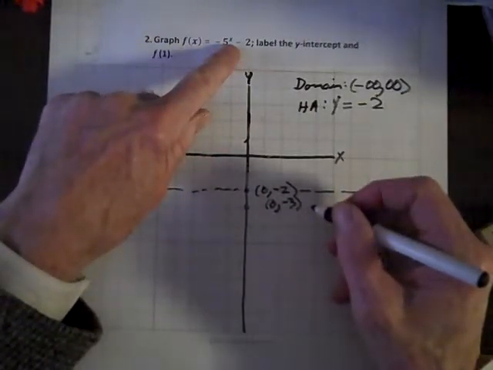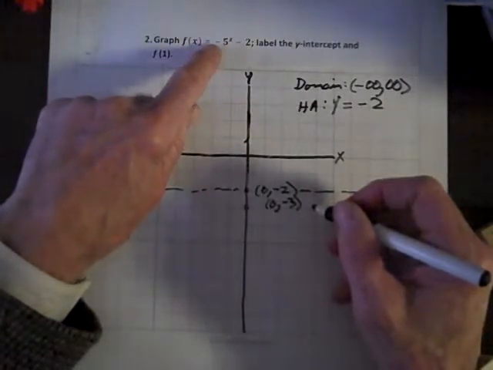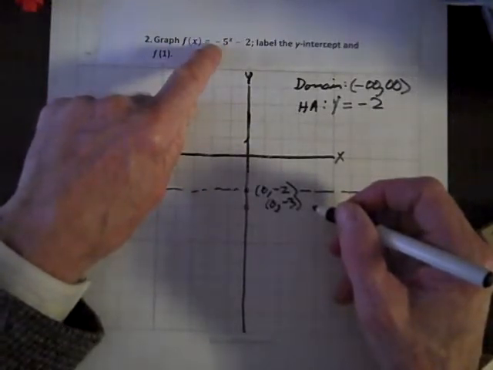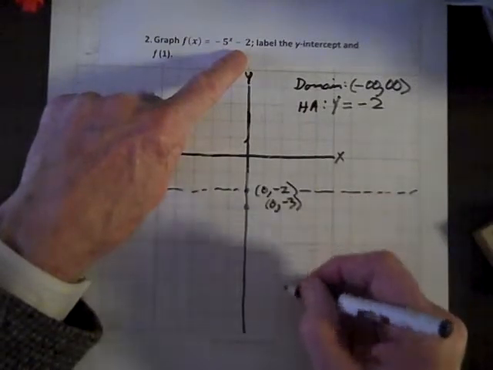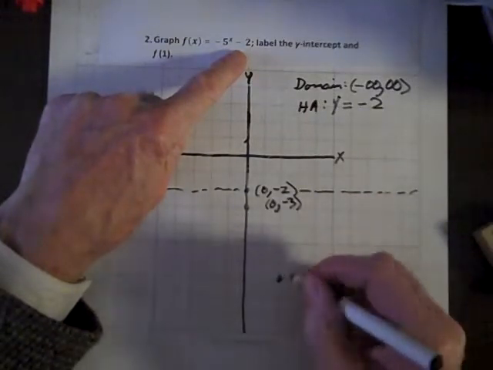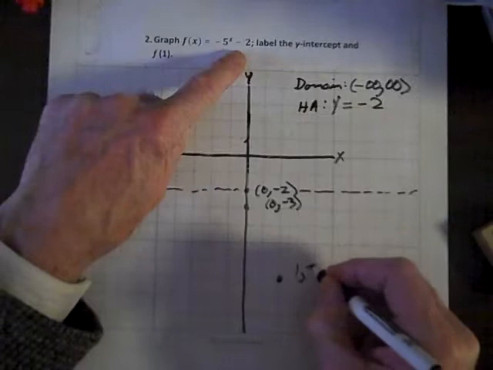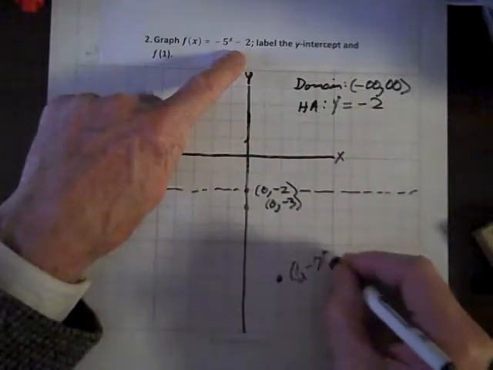Now let's find f of 1. Replacing x with 1, we get 5 to the first, which is 5, but we've got a negative in front of that, so that's negative 5. Minus 2 is negative 7. So here we are at 1, negative 7.